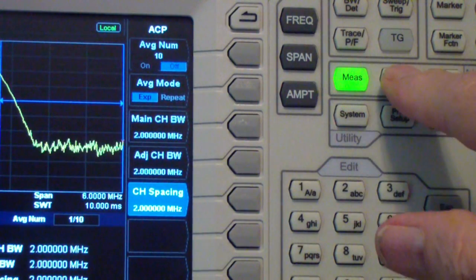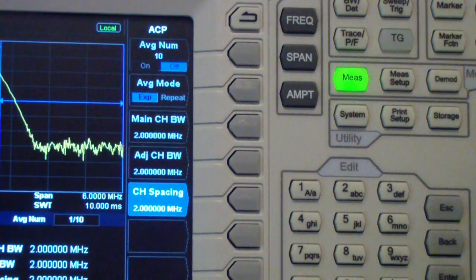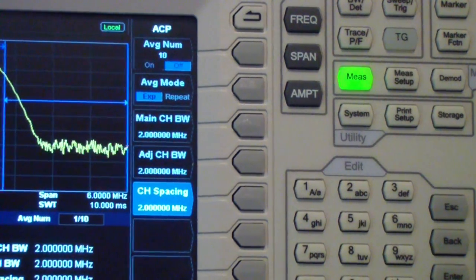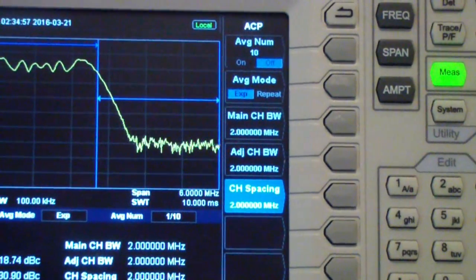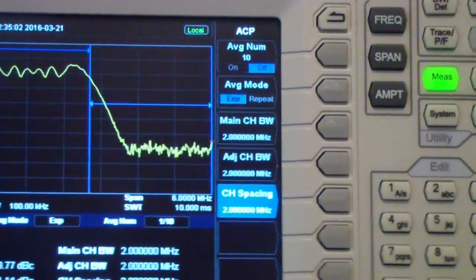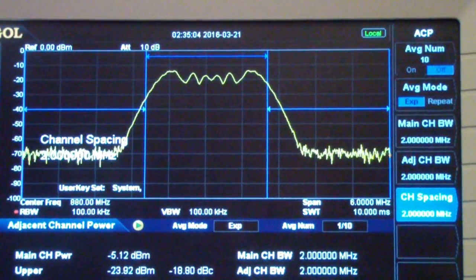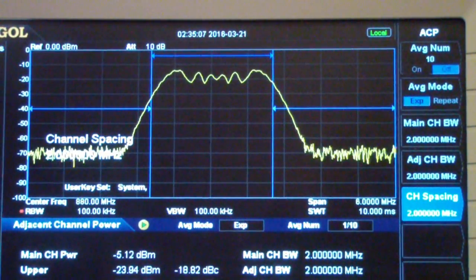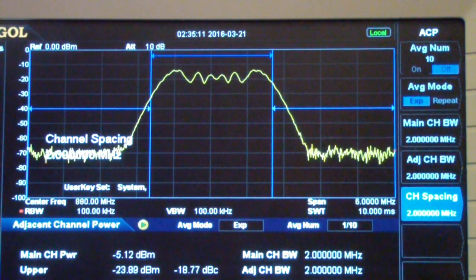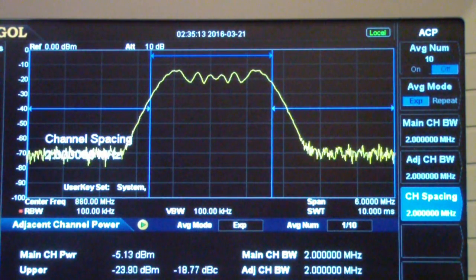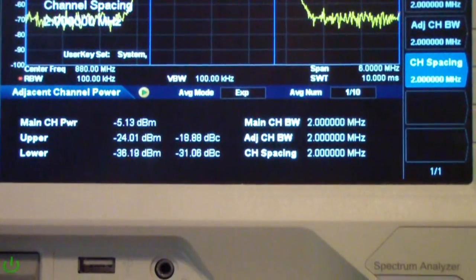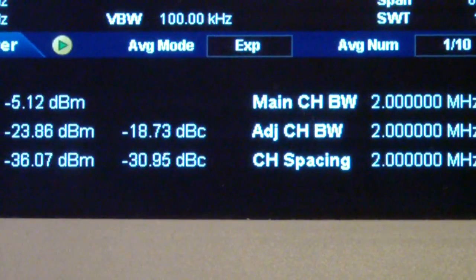You use the measure setup key to set up the various measurements. In this case, I have set up the channel spacing and so on, the same as before. And then over here you see the display, very similar to the display on the Instek. That is, at the top is the spectrum itself, and then at the bottom is a table that gives you the various values.